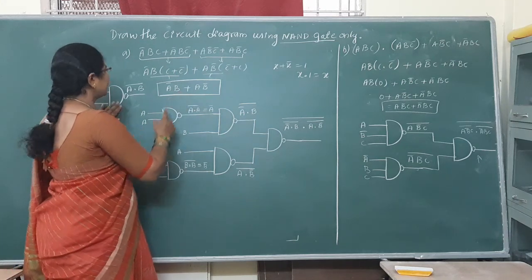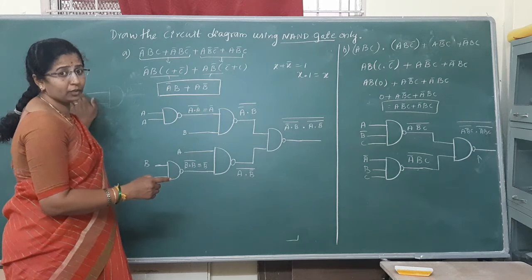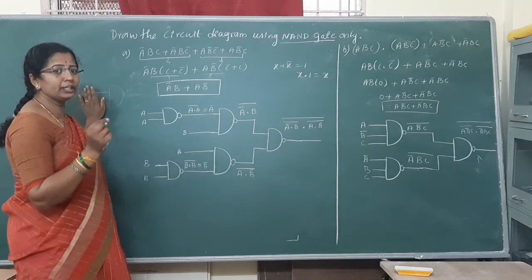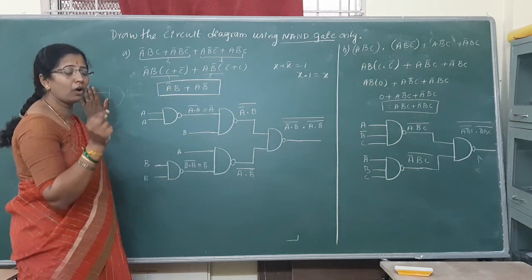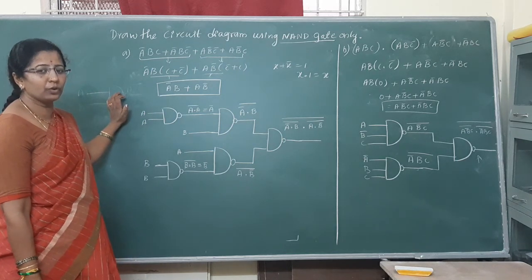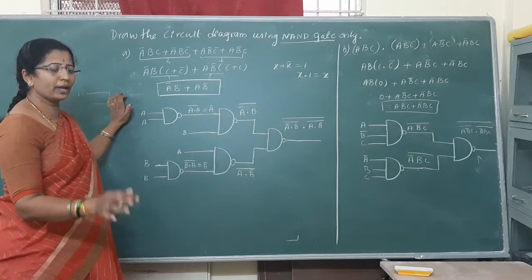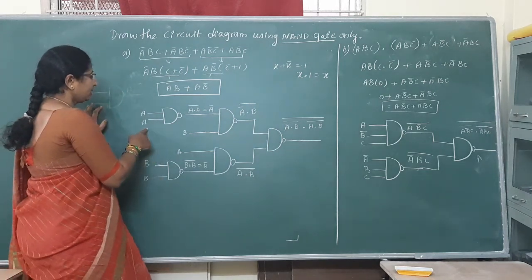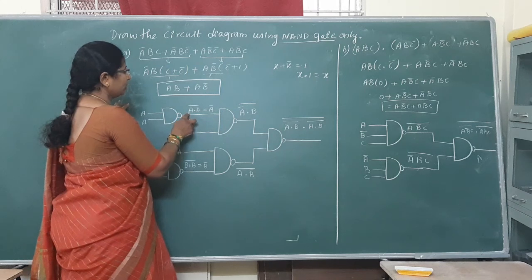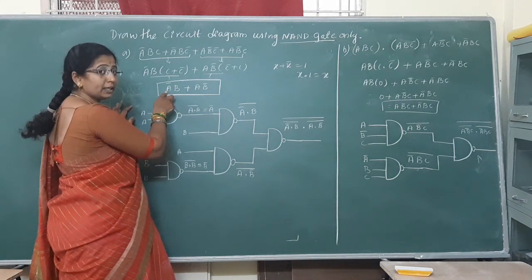And do you remember your realization of basic gates? Here plus is there. I need to realize the OR gate using a NAND gate. That I have already done, realizing the OR gate with the NAND gate. The same technique we are applying here. Here A into A I have been given, that means I need A complement. For the output I need A complement.